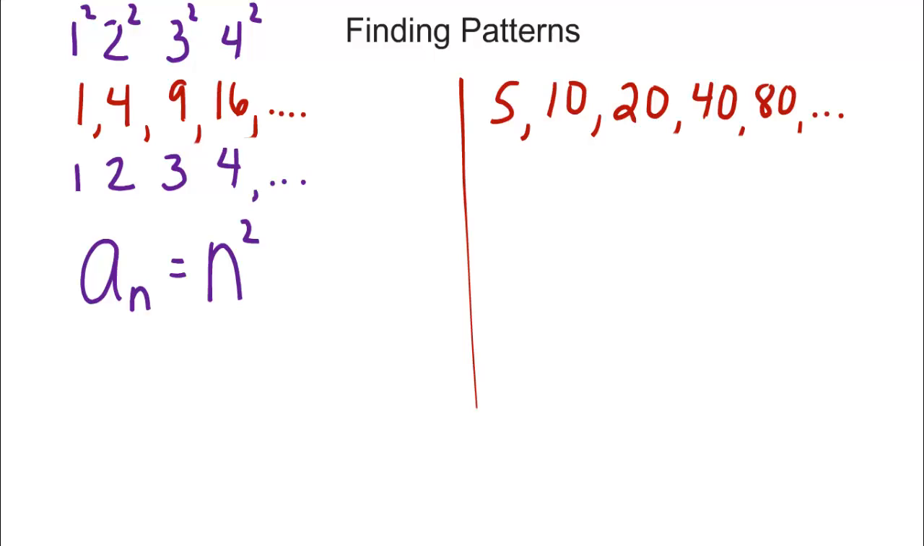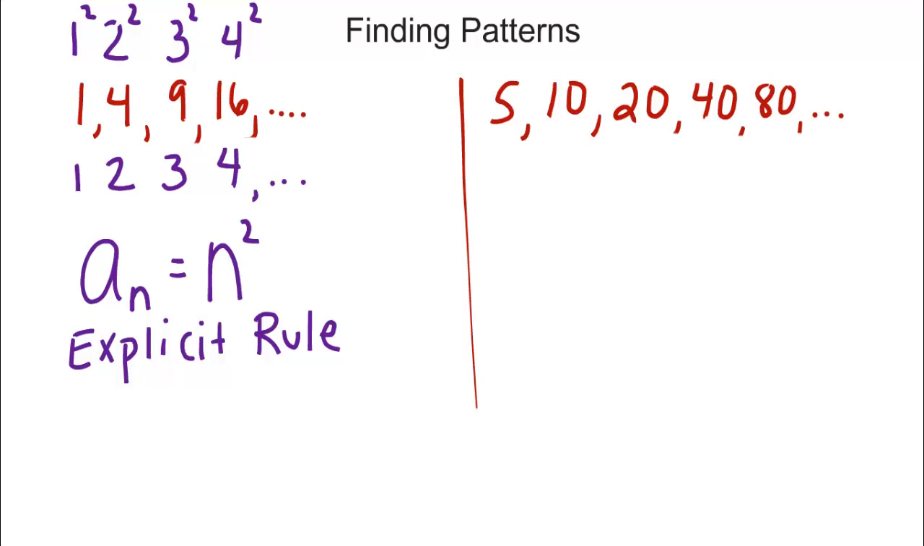To get the fifth term, I would square 5. To get the sixth term, I would square 6. This is an explicit rule because I don't need to know the previous term in order to generate that. I can just plug my term number right in.